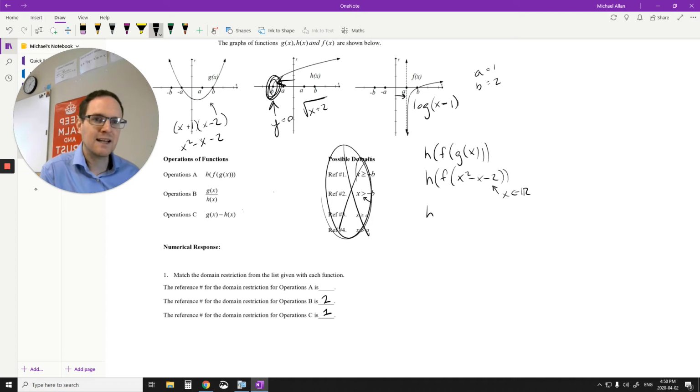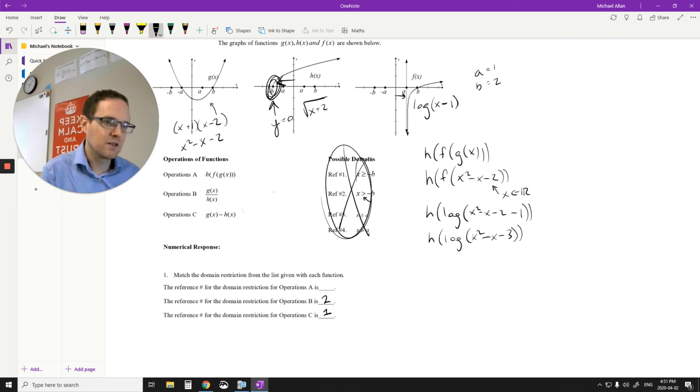Then I'm going to put that into f. Okay, so let's put that into f here. Oops, sorry. F is a log function, so that's going to be log of x squared minus x minus 2 minus 1. Okay, let's put that there. Let's simplify that down a little bit. X squared minus x minus 3.